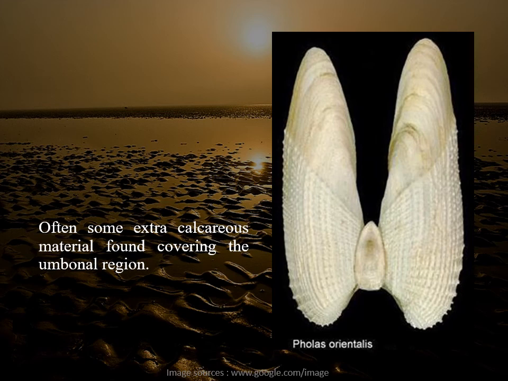So to prevent these kinds of erosion in the ambonal region, some extra calcareous material is secreted by the organism, which basically covers this ambonal portion to protect it during its insertion within the hard rock. So the presence of this extra calcareous material protects the ambonal region from the friction with the hard substrate. So this is also an extra material which is only found in boring or nestling groups of bivalves.